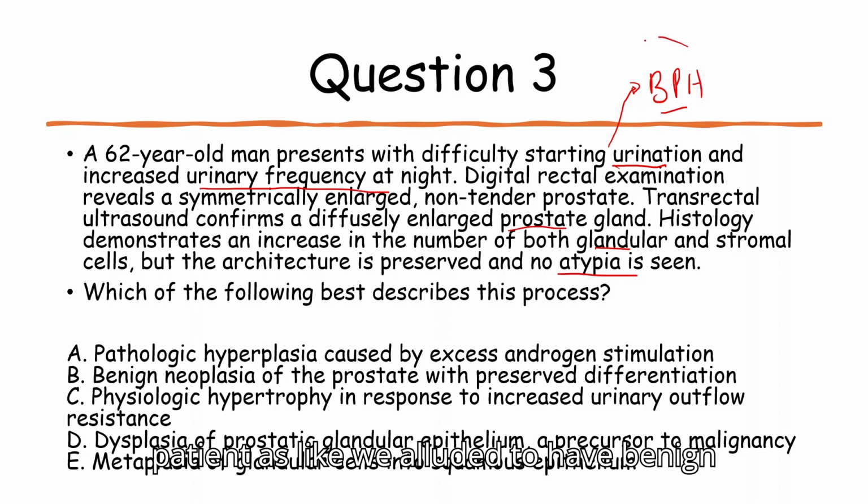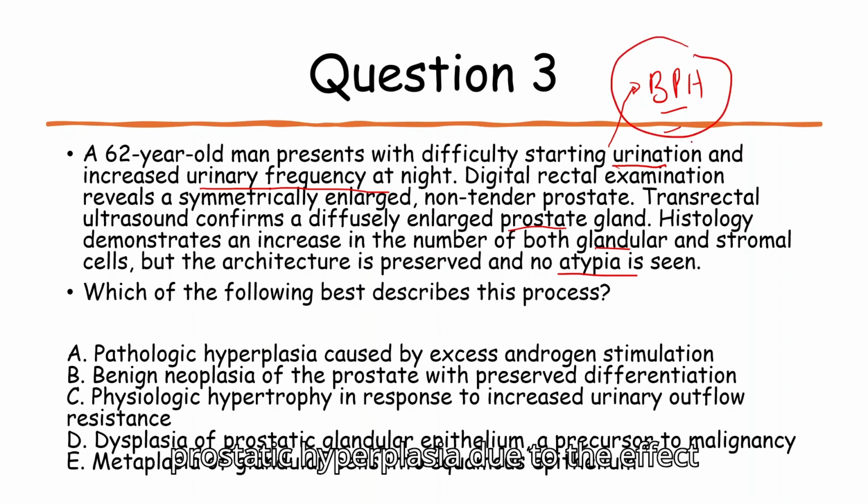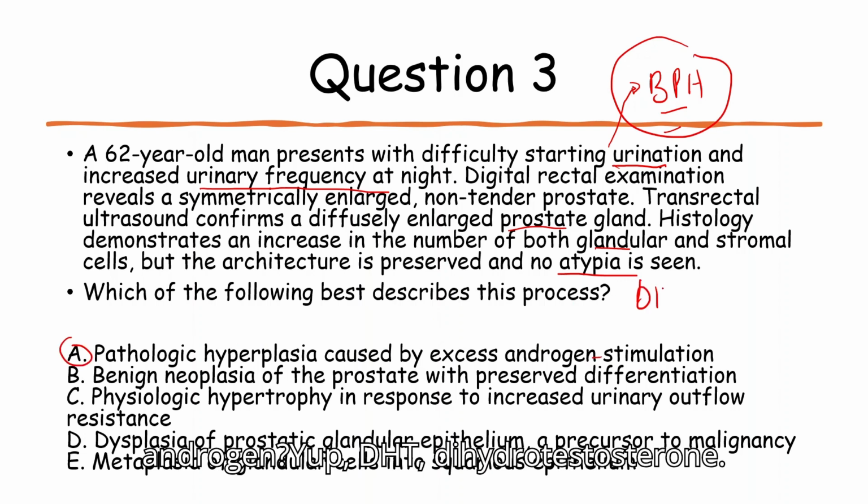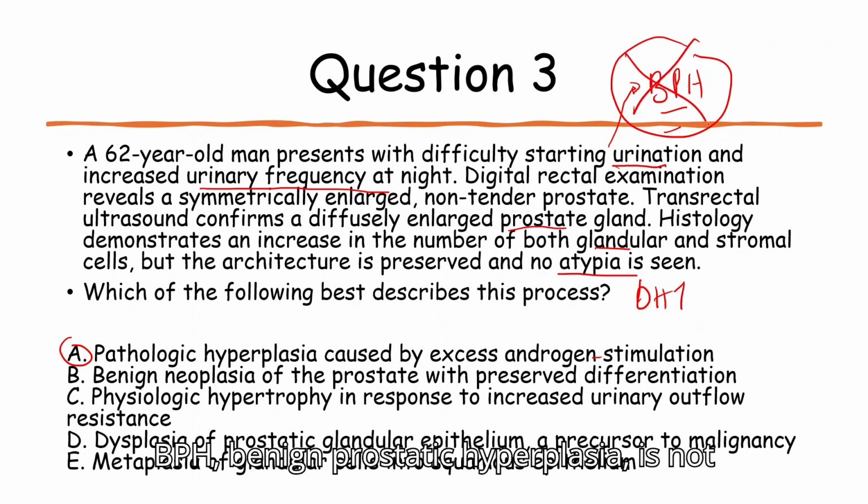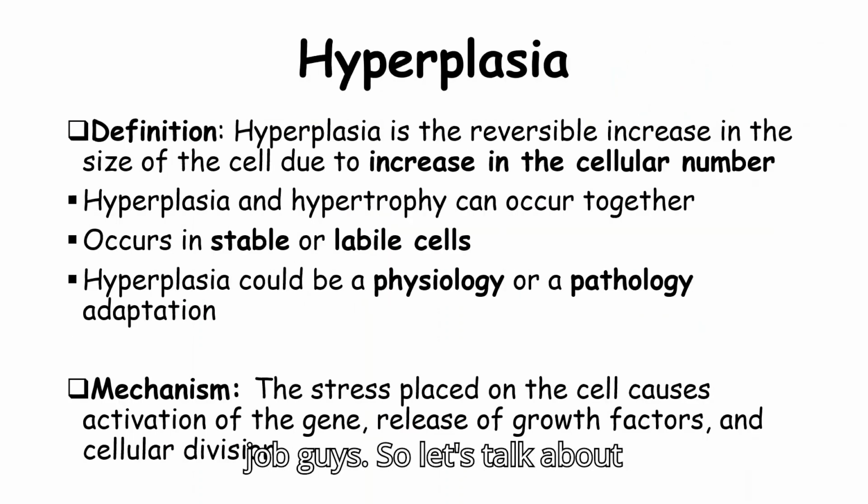So this patient has, like we alluded to, benign prostatic hyperplasia due to the effect of androgen stimulation. And just some extra points: anybody know which type of androgen? Yep, DHT, dihydrotestosterone. And the last question: is BPH a risk factor for prostate cancer? Yep, no. BPH, benign prostatic hyperplasia, is not a risk factor for prostate cancer. Good job, guys. So let's talk about hyperplasia.